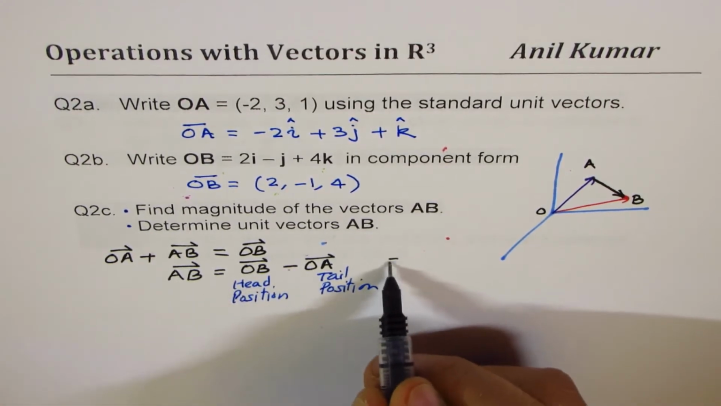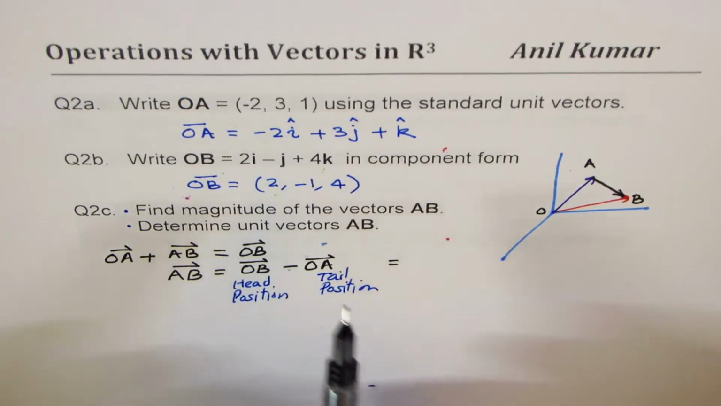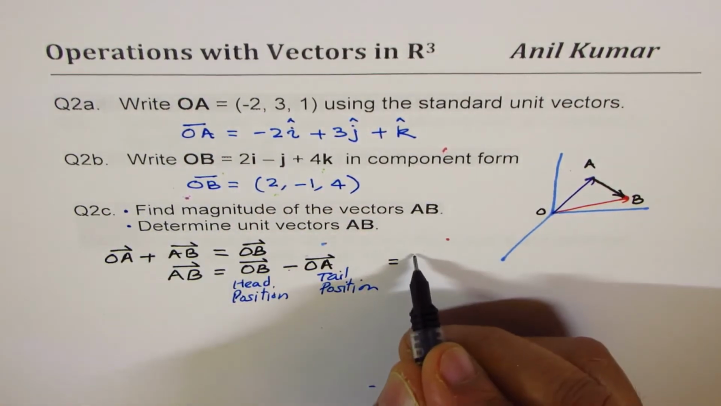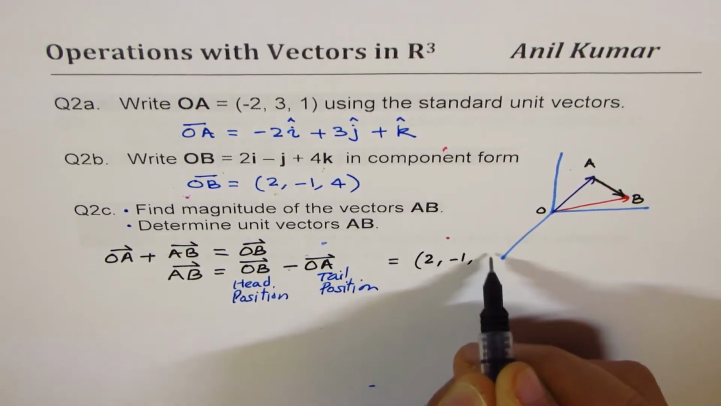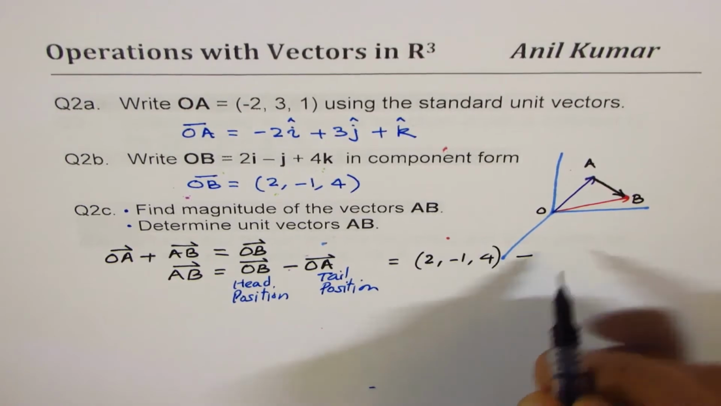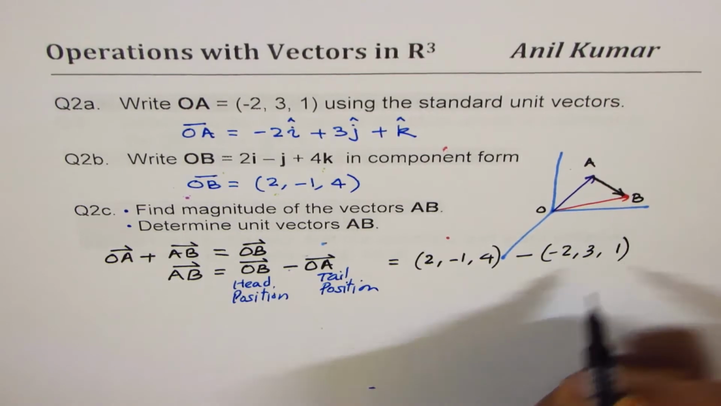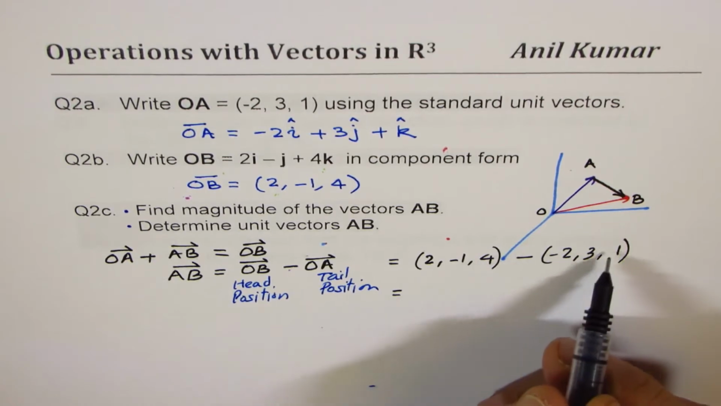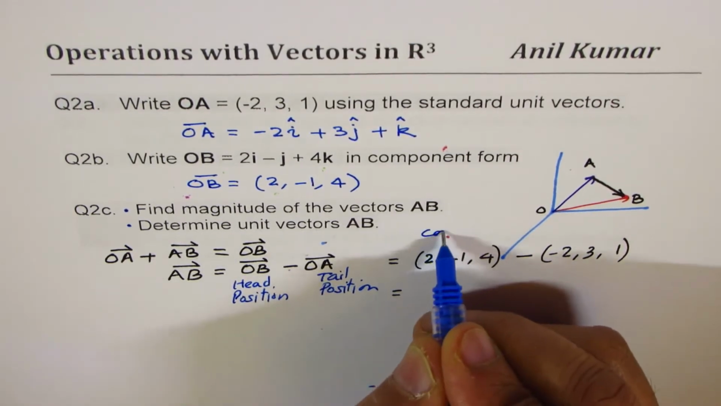Now we know what AB is. Let's calculate the value. You could do it in either of these forms. Let me use the component forms. We'll do B minus A, position vectors, right? So we could write this as 2, minus 1, 4 minus 2, 3, 1. That really means we have to subtract their corresponding components, right? We have written in component form, and we have written in component form.